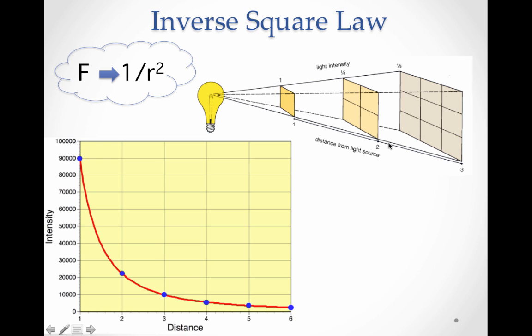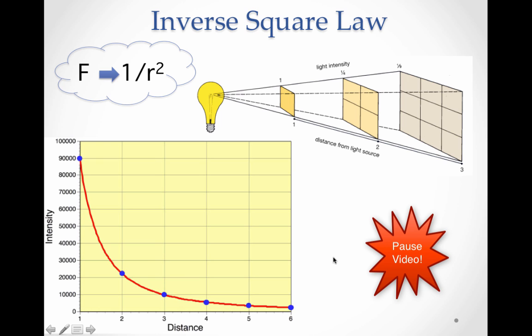So doubling the distance reduces the light intensity by 4, and tripling it reduces all of this light has to go through all 9 there. So that's a good visual of why the inverse square law is what it is. And this is the graph of distance versus intensity in this particular case.